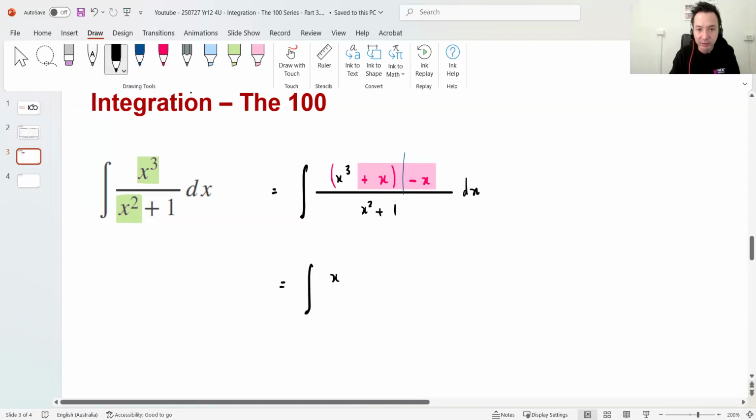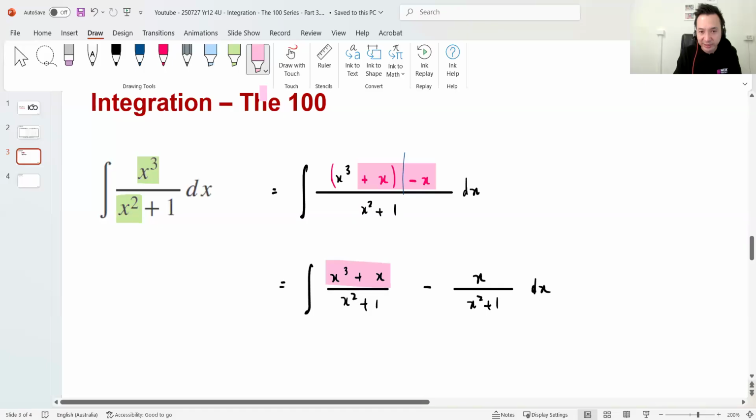So it becomes x cubed plus x over x squared plus 1, and then minus x over x squared plus 1. Great. From the first part, I can factorize the x, brackets cancel out, and then I'm left with x. I can integrate that quite easily. For this section here, that's ln, isn't it? Yeah. So basically, I need to reverse chain. I need the derivative on top, multiply that by a half.